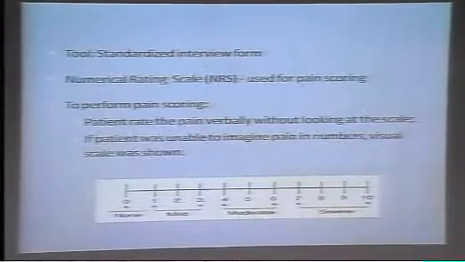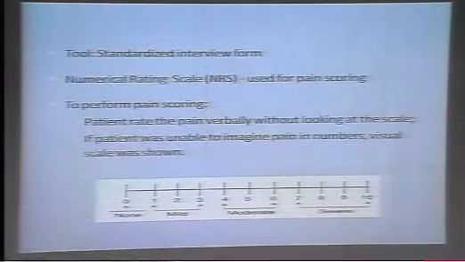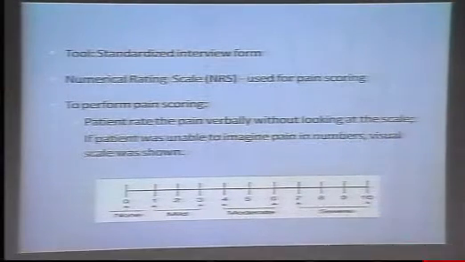However, some patients have a hard time imagining pain in numbers. So in this case, we will have to show the visual scale. As you can see here, a pain score of 1 to 3 indicates mild pain, 4 to 6 moderate pain, and 7 to 10 severe pain.